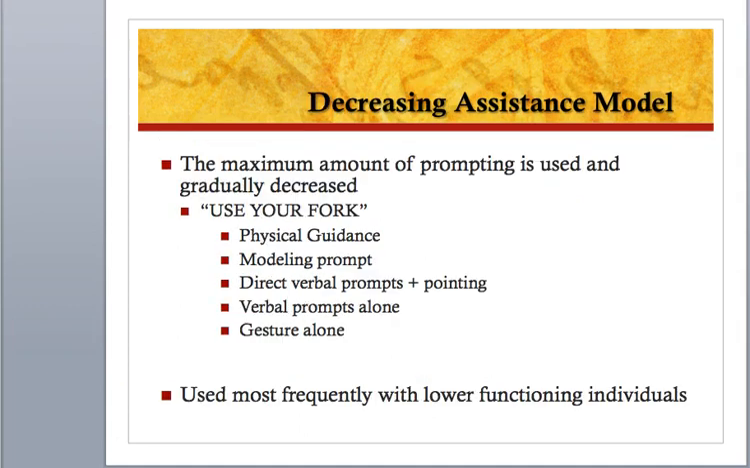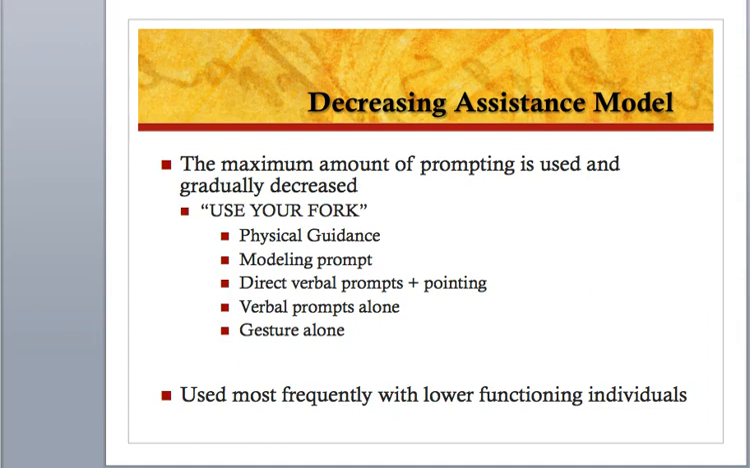Okay, so let's talk about the decreasing assistance model. With the decreasing assistance model, I'm going to use the maximum amount of prompting initially, and then I'll gradually decrease it over time. This is typically used with people who have more difficulty with the behavior, people who are maybe lower functioning. So for example, teaching someone to use their fork at the table. I might start by using physical guidance, hand over hand, to have the individual pick up the fork and start to eat with the fork.